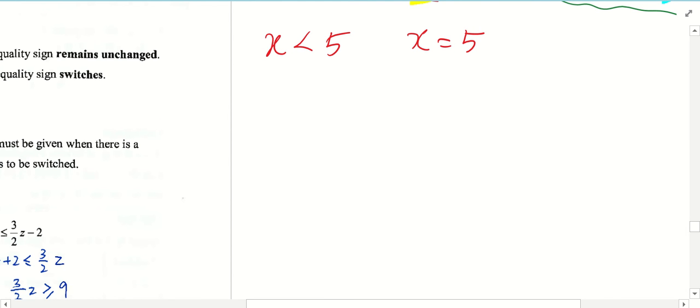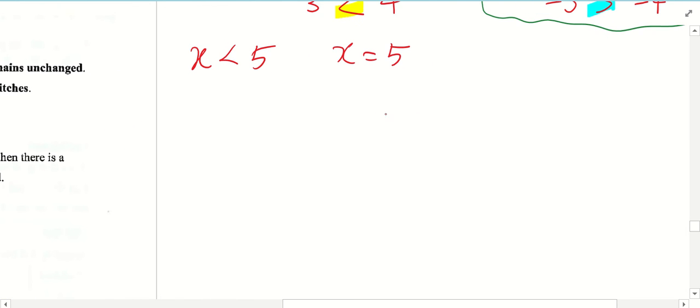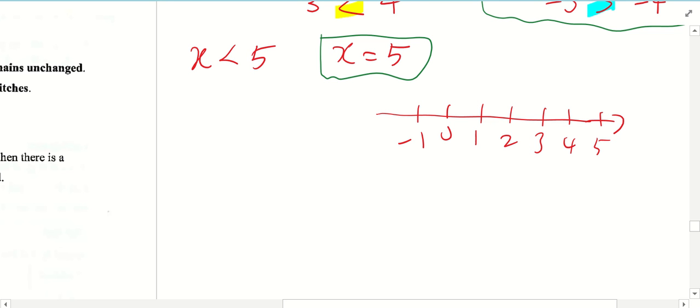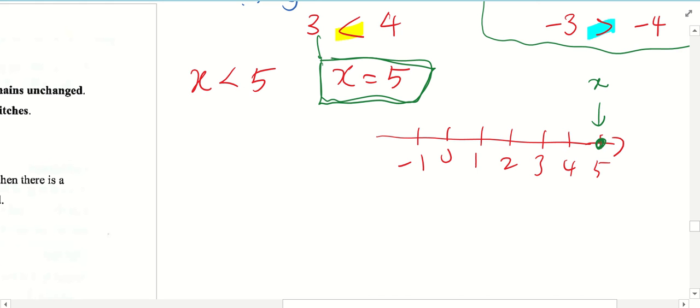So when we have x equals 5, in this case, it's very clear. When we draw the number line, 0, 1, 2, 3, pardon me, let me erase the arrowhead, 3, 4, 5. So this is negative 1. When we have x equals 5, let me use green color to box it up. We know very clearly this is the value of x. There's only one possible number for x when we say x equals 5. That is the number 5.